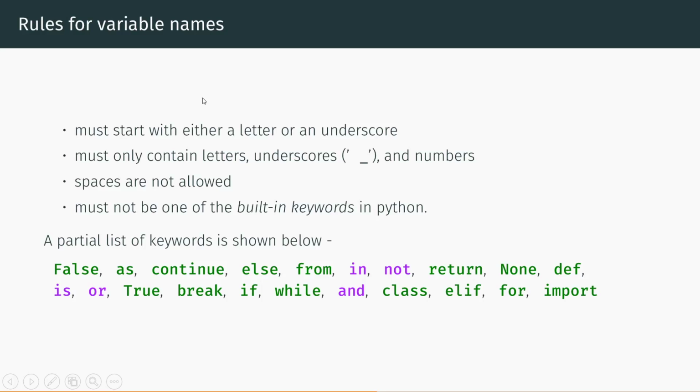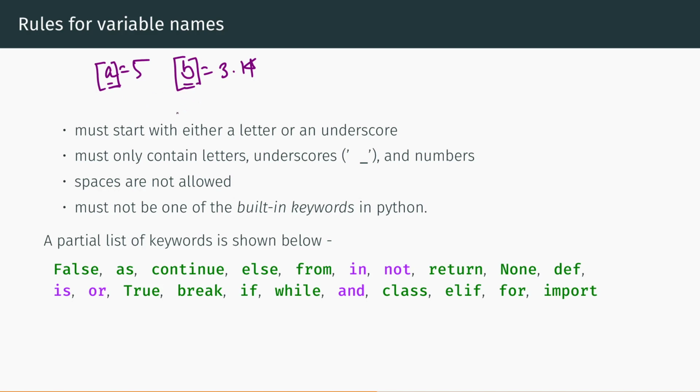Now we will talk about rules for naming our variables. We have been assigning names such as a equals 5, or b equals 3.14. So a, b, these are all names of variables. Now there are rules that govern the naming of variables, things you can and cannot do when you name variables.